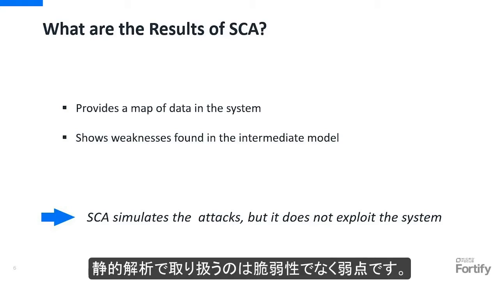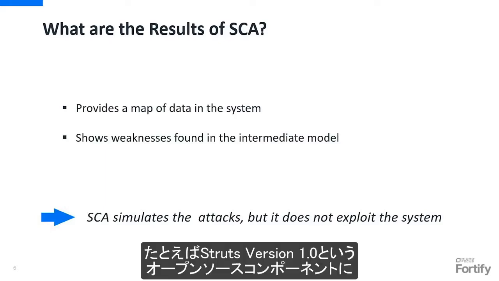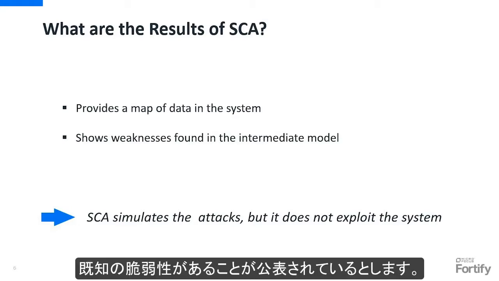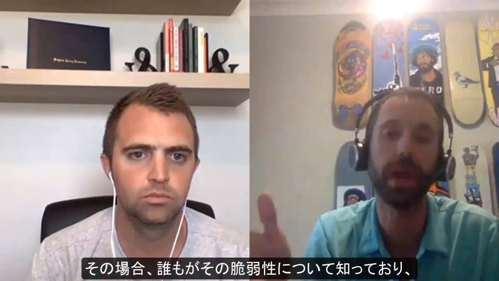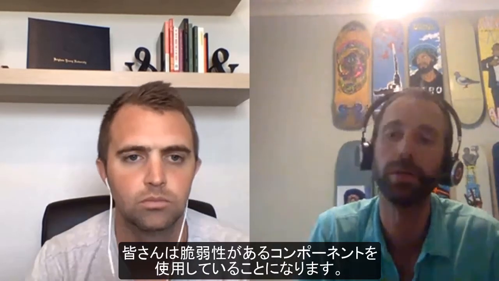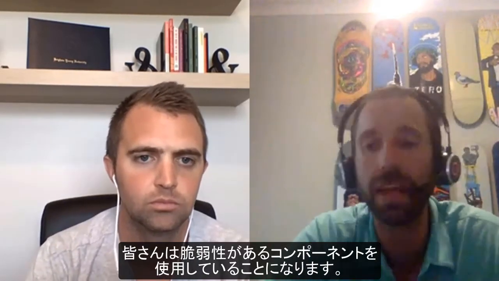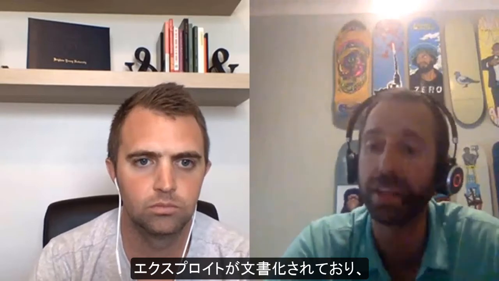Static analysis is dealing with weaknesses, not vulnerabilities. So a vulnerability would be an open source component like Struts, version 1.0 has a known vulnerability and it's published and everybody knows about it, and the fix is to upgrade that open source component. You are using a component that has a vulnerability. That's a vulnerability. It's an exploit. It's been documented. There's detailed reproduction steps.